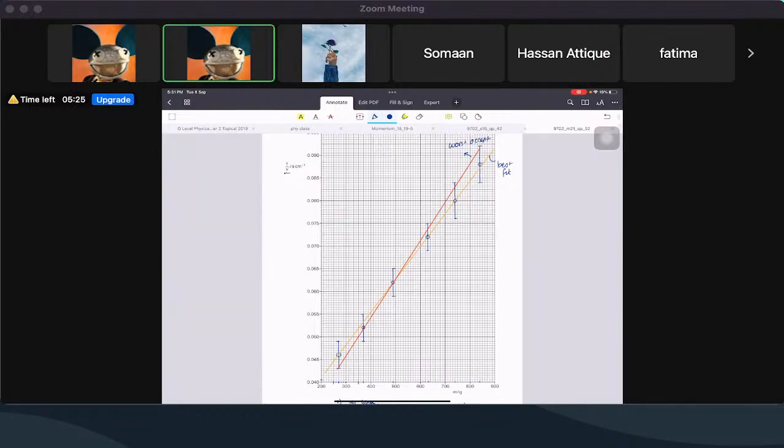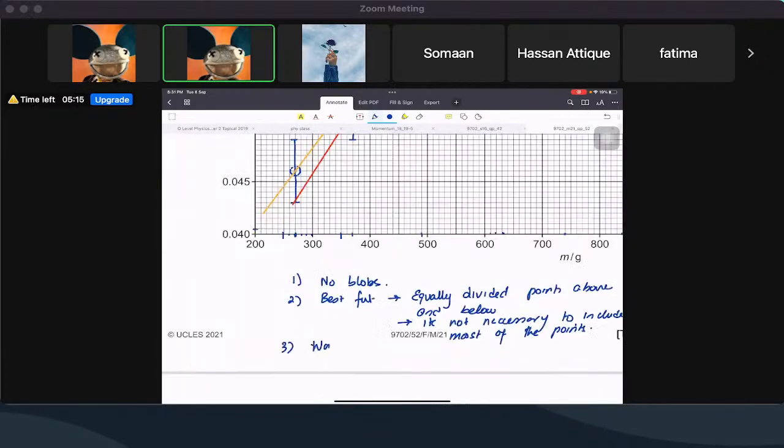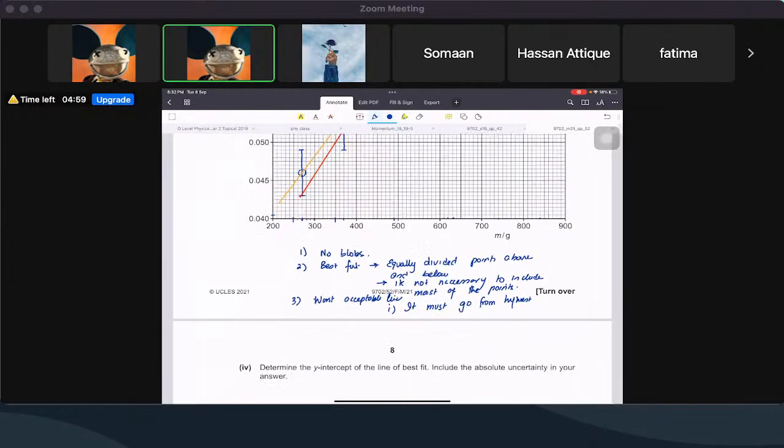acceptable line. Now, if you notice, for the worst acceptable line, there are certain rules that need to be followed. So I'm going to write it here. So for the worst acceptable line, number one, it must go from highest to lowest point of the error bars, right? So you need to remember that I picked like this line.